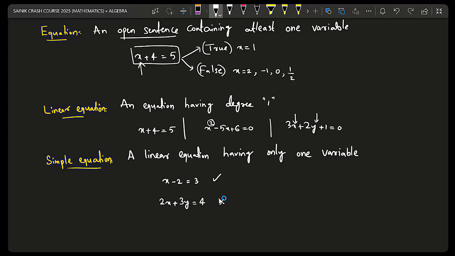You understood what is simple equation now? Yes, sir. What are the conditions? It should be linear. That means maximum degree should be 1 and it should have only one variable. Okay? Okay, sir.